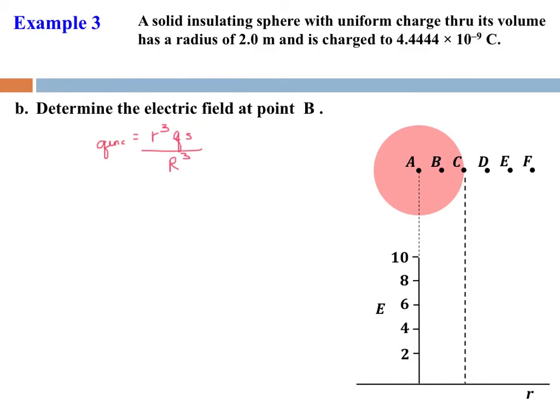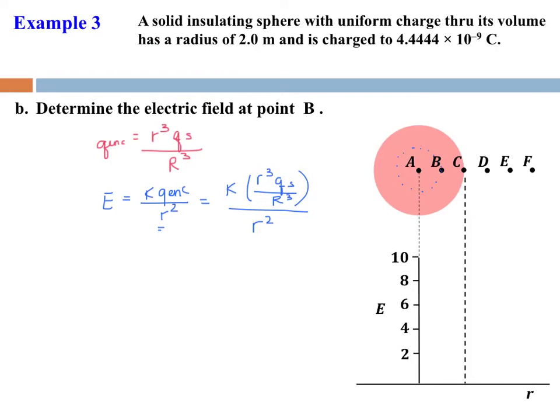So again, using what we just derived for our charge enclosed, we can still use the equation that we've been using up until now, which is our electric field is equal to K, Q enclosed over R squared, and replace our charge enclosed with what we have now. So we have K, Qs, r cubed, over R cubed, over r squared. Again, this r was the radius of our Gaussian surface, which is still located at point B. I'm just going to draw it with my pencil here.